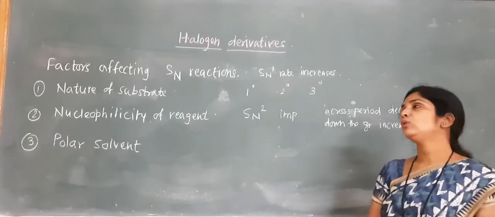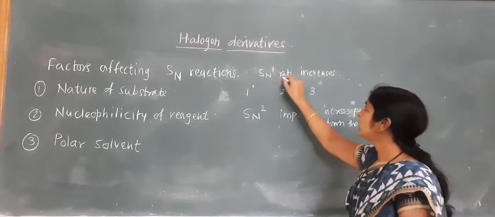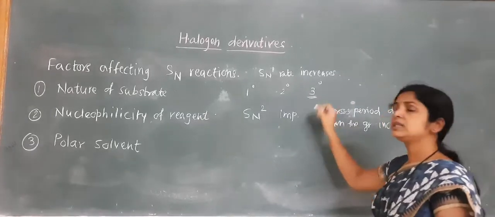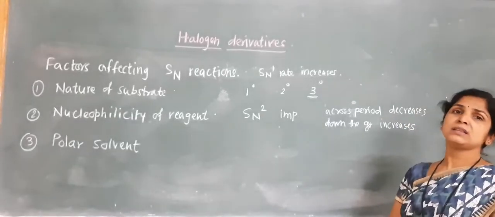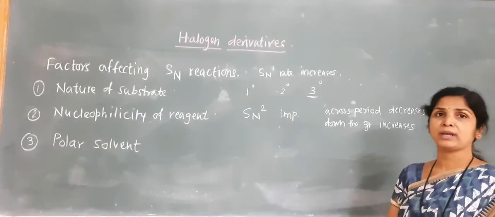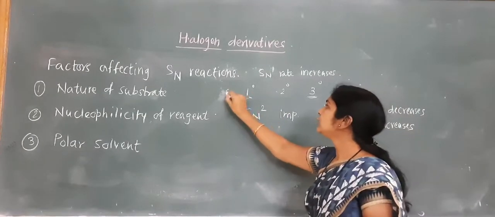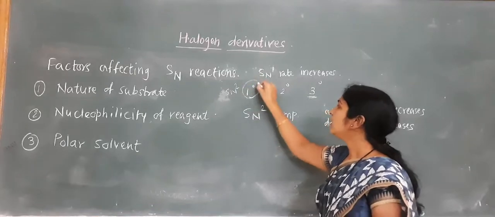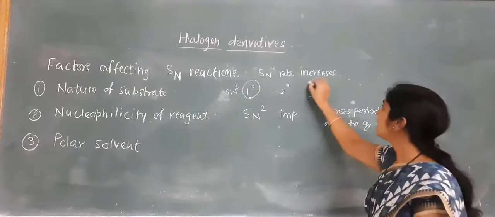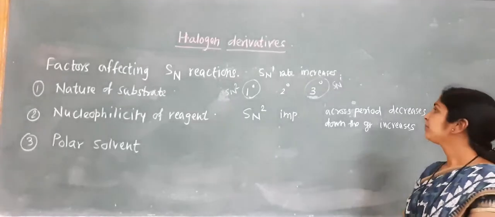If the substrate molecule is a primary alkyl halide, we say that the rate of the SN1 reaction goes on increasing from left to right. It is seen that tertiary alkyl halides will favor the SN1 reaction mechanism, whereas primary alkyl halides will prefer the SN2 reaction mechanism. So we can say that the SN2 reaction will be seen in primary alkyl halides, whereas the SN1 reaction will be seen in tertiary alkyl halides.